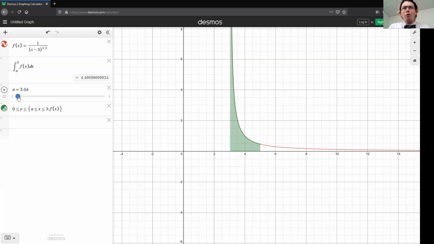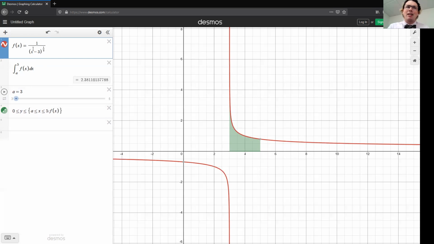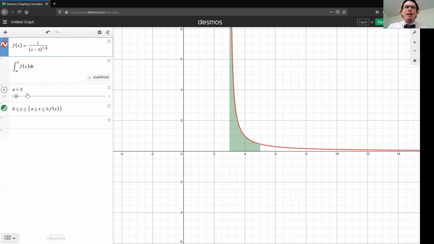And if I go all the way, it's a little bit difficult here because I can only get so small on this slider. If I went all the way to a equals 3, Desmos is telling me that this integral is undefined. So what was it about this integrand having a different exponent here? If I have an exponent of 1/3, the integral exists. If I have an exponent of 1.1, the integral does not exist. How do we know that's happening, and how do we verify that for ourselves?